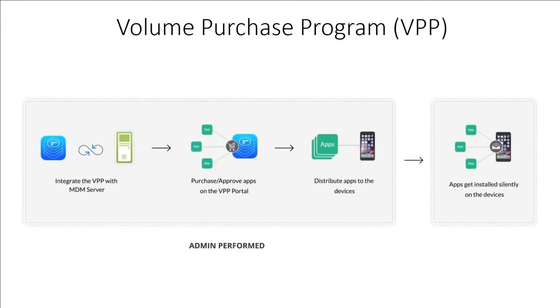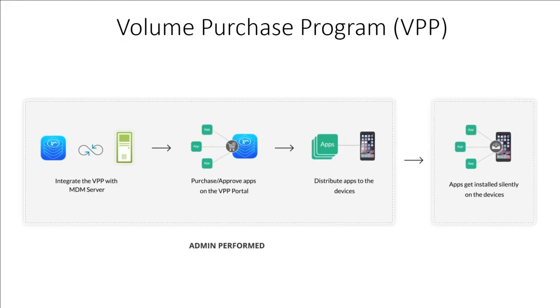So this is how volume purchase program works. You need to integrate the VPP portal with your MDM server, then approve apps on the VPP portal, and then distribute these apps to the devices. Once all of these actions have been performed by the admin, the apps get installed silently on the devices. Now let us first see how you can integrate VPP with your MDM server.